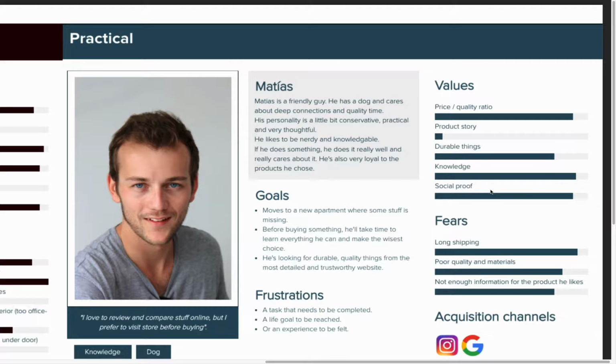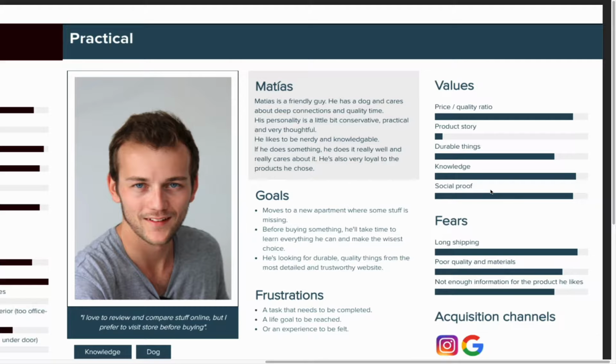He needs to read, he needs to compare, he needs to make up his mind. He doesn't mind that people think he's nerdy and knowledgeable, because he understands that if he does something very well, he really cares about it. And the good thing about Matthias is that he is very loyal to the products or brands he chooses. So once he decides, let's say, I love McDonald's, he will always come back to McDonald's. The thing is, he will never choose McDonald's because he cares about quality. But if he chooses a brand, he will always recommend it and he will always buy from that brand.